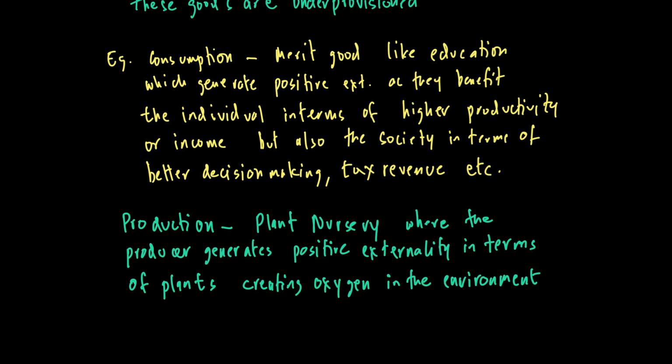Now, the production side of a positive externality could be, for example, a plant nursery, where the producer, the plant nursery owner, when he has plants to sell to the society, is generating a positive externality in terms of lower pollution, more oxygen in the environment, cleaning up the environment, and so on.